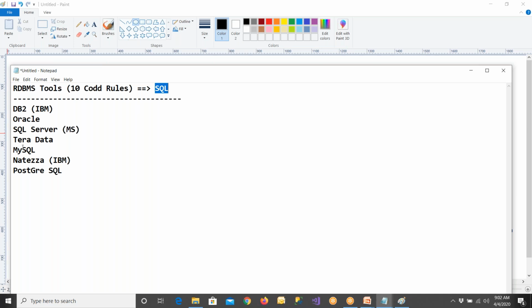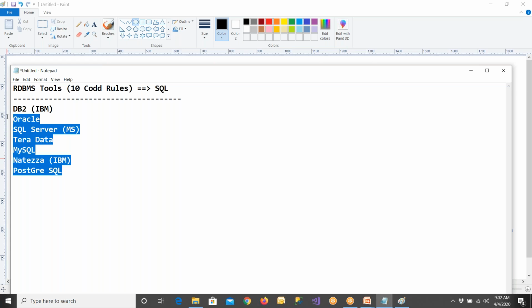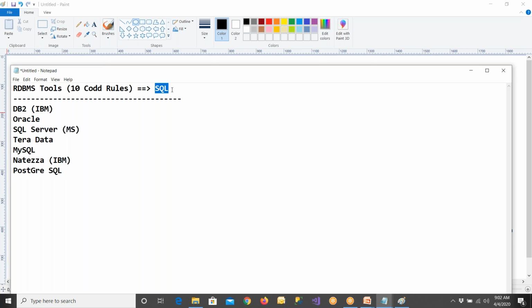Microsoft has taken the name as it is, and they have said their software is called SQL Server. Teradata, MySQL, Netezza, PostgreSQL. If you learn any of them, you are going to be learning a language called the SQL language.